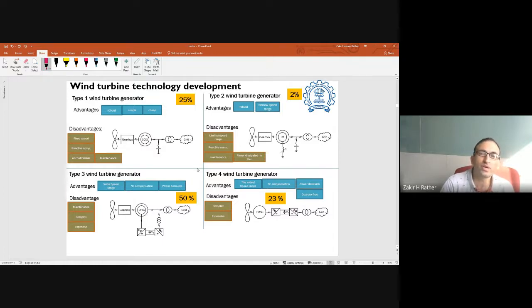The moment there is any disturbance in the frequency, which is because of the generation-load imbalance, in conventional systems, because of this magnetic locking, the speed of the machine will decrease.